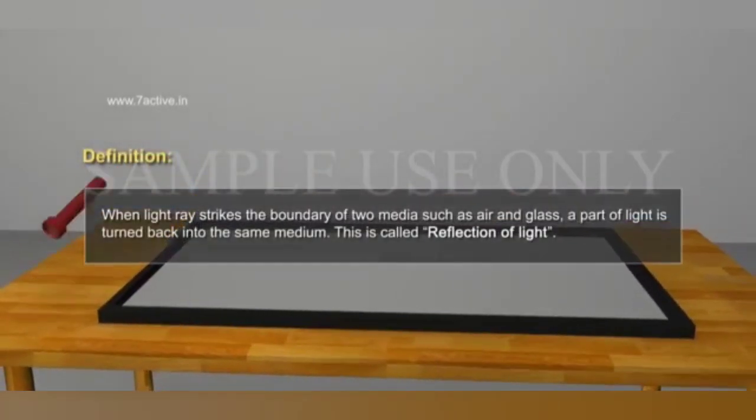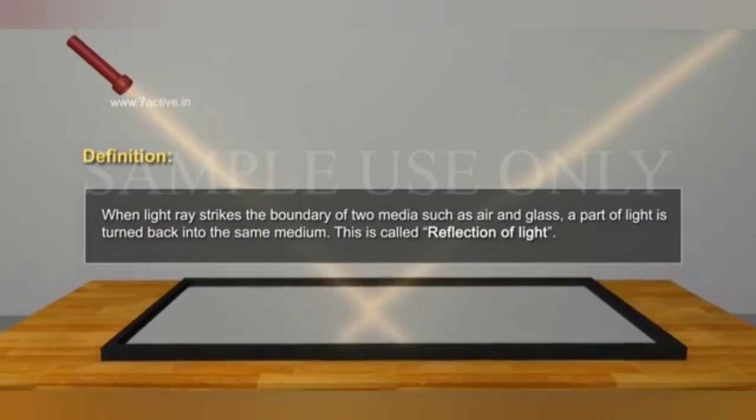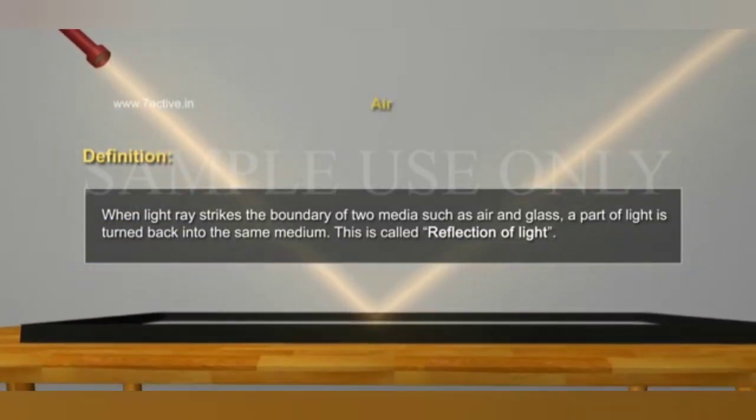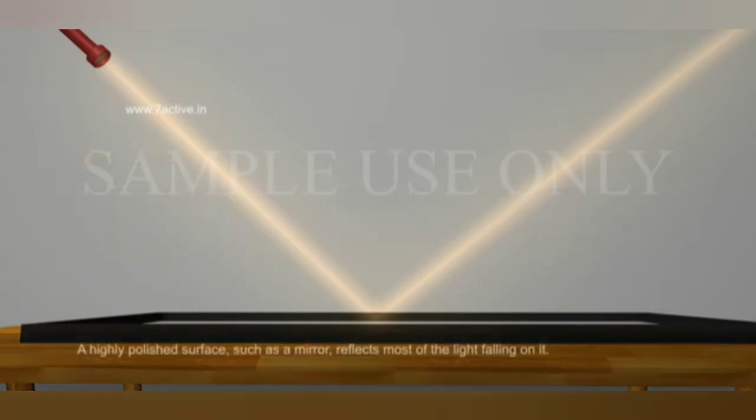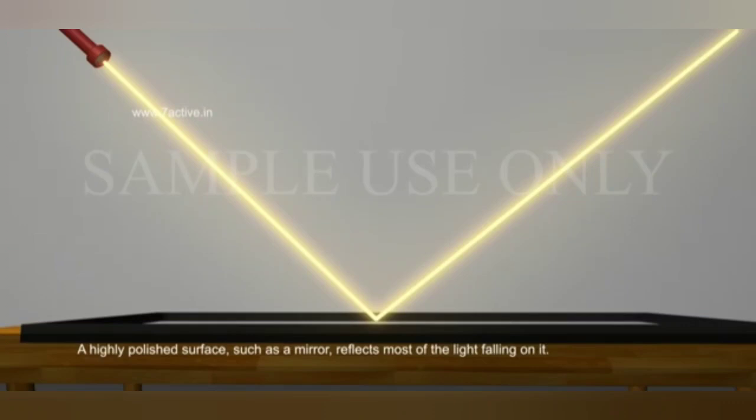Definition. When a light ray strikes the boundary of two media, such as air and glass, a part of the light is turned back into the same medium. This is called reflection of light. A highly polished surface, such as a mirror, reflects most of the light falling on it.